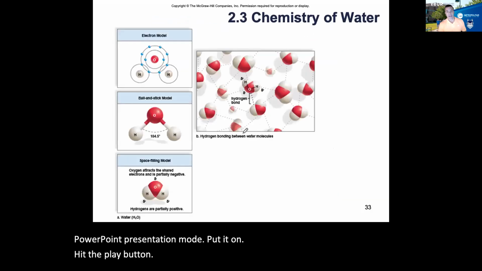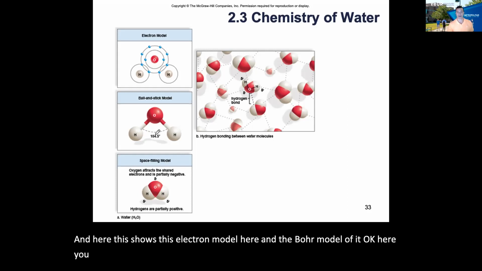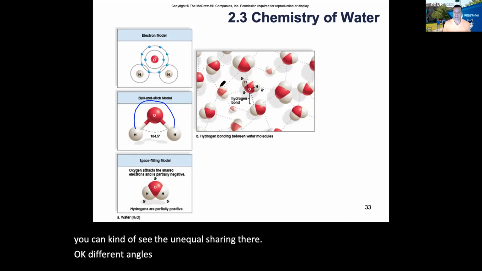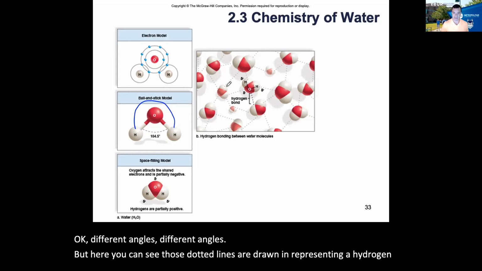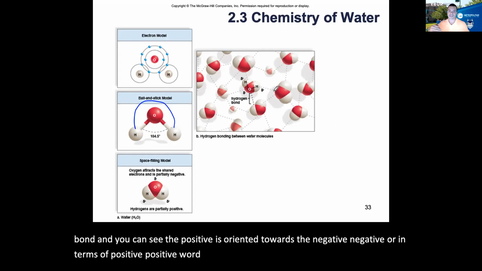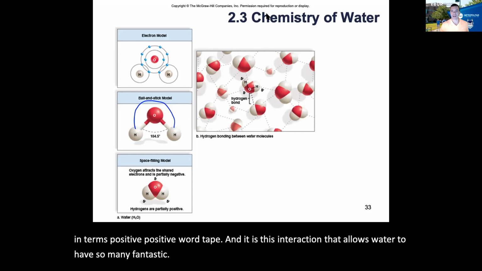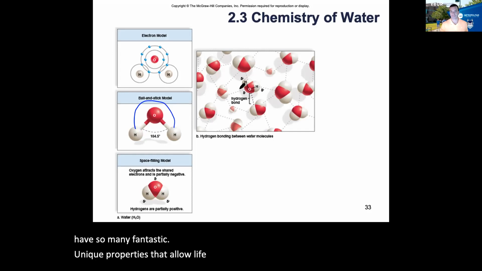All right. And here, this shows this electron model here, the Bohr model of it. Here you can kind of see the unequal sharing there. Different angles. But here you can see those dotted lines are drawn in representing a hydrogen bond, and you can see the positive is orientated towards the negative, negative orientated towards the positive. And it is this interaction that allows water to have so many fantastic, unique properties that allow life to really occur.